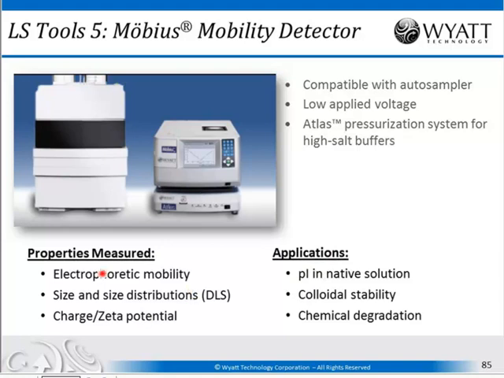So the properties that are measured are the mobility and the sizes, because there is a built-in dynamic light scattering as well. The combination of these two gives you the charge or zeta potential of the molecule. You can use it to determine pI in native solution to assess colloidal stability, and you can even look at chemical degradation under your native conditions. If there are changes in charge due to chemical degradation, these can show up.